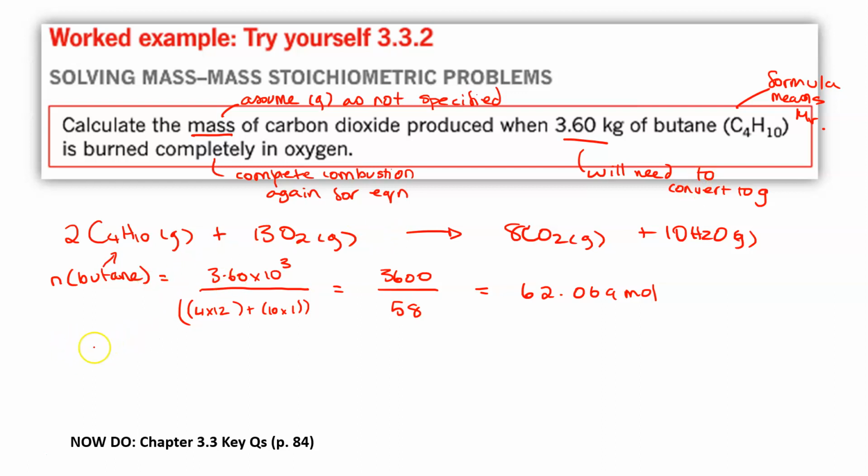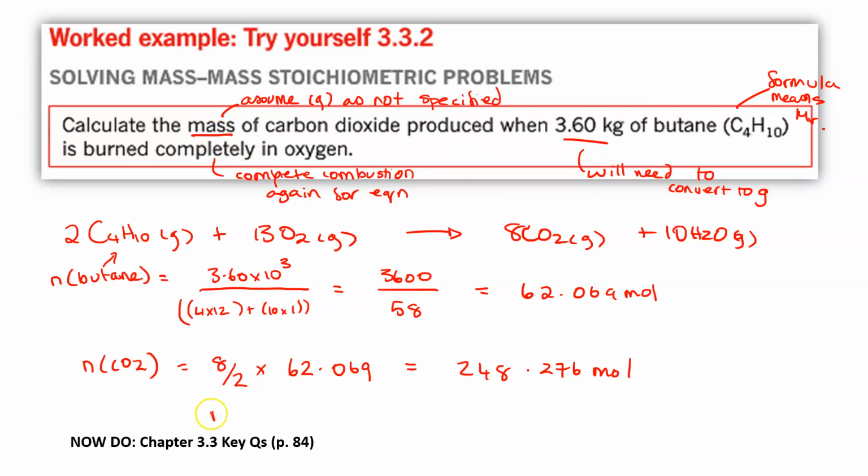So now I need to work out my number of mole of carbon dioxide based on my number of mole of butane. So we know from before that this is going to be an 8:2 ratio or a 4 ratio multiplied by the number of mole of butane, which is going to be 62.069, which is going to give us a total of 248.276 mole. We can't stop here though, because the question wants us to find the mass of carbon dioxide.